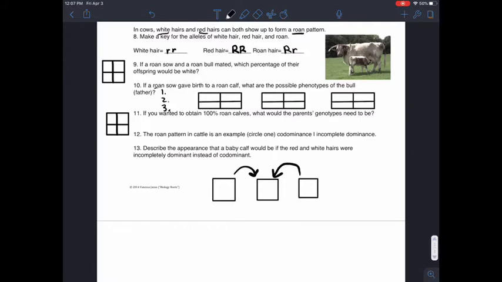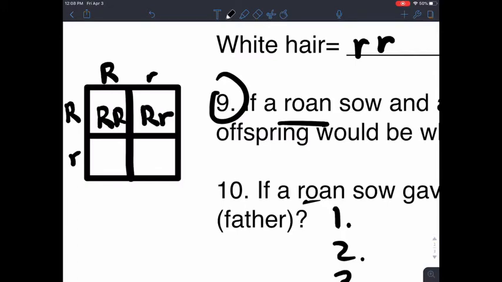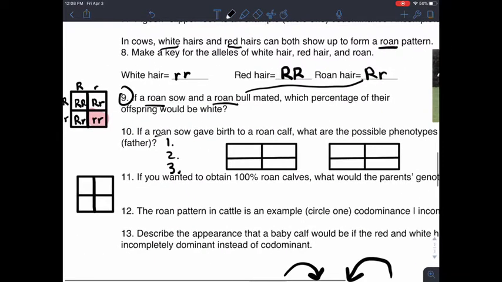Rr. So if a roan sow and roan bull mated, what percentage of their offspring would be white? That's question 9. So we're making sure it's 2 roans, which would mean it's a heterozygote. So let's zoom in on here, and it'll be capital R, lowercase r, and you'll find, we're trying to find how many of them are white. So that would be the homozygous recessive, which is this one right here. So it would be 25% could be white, because it's 1 out of 4.